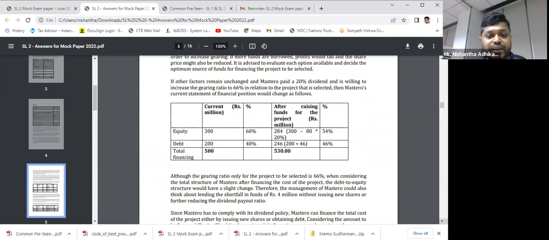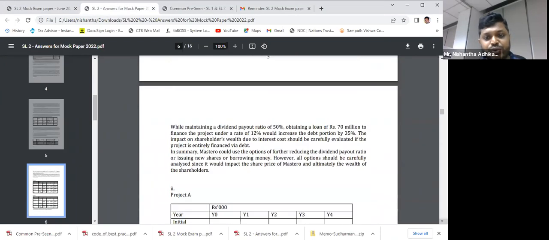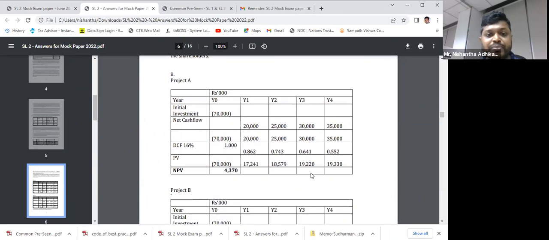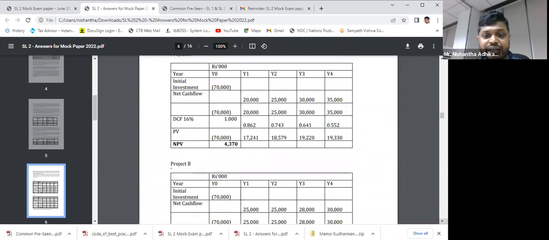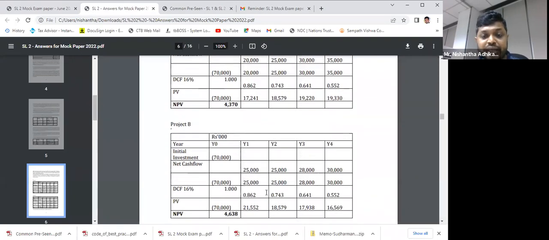And you can see the net present value. This is the net present value component. Project A, NPV 4,370,000. Project B, 4.638. Which project will you select? If you want to maximize the shareholders' wealth, which project will you select? The project which has the highest NPV is to be selected because the initial investments are the same. Guys, tell me, assume if your initial investments are different, which investment will you select?